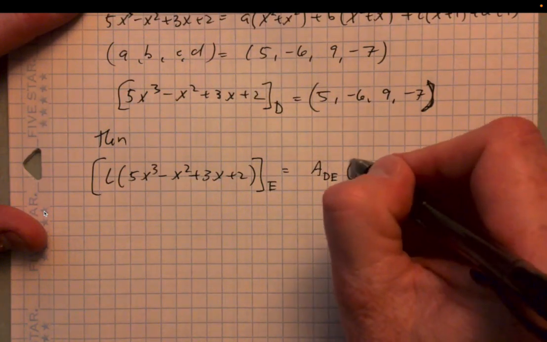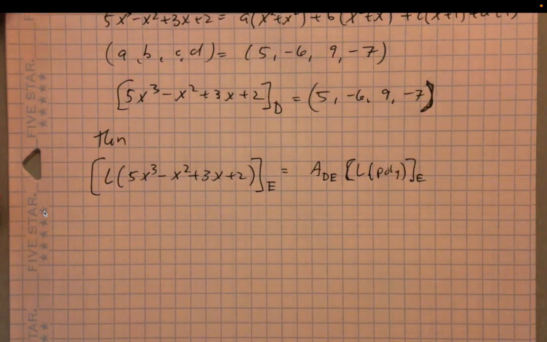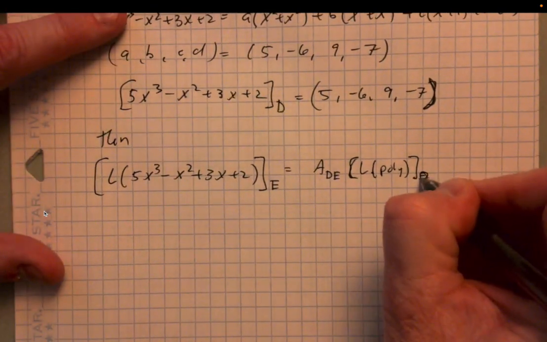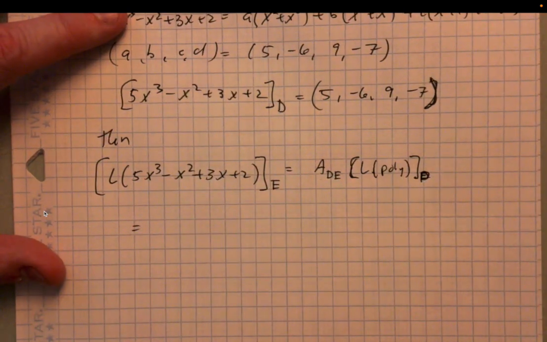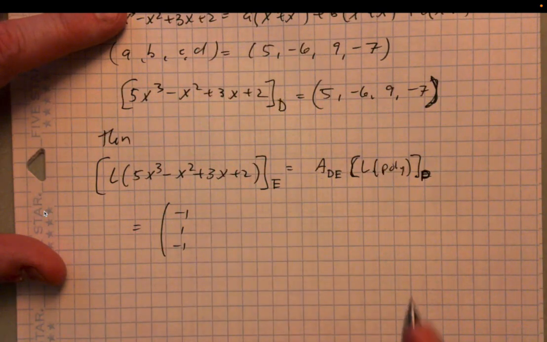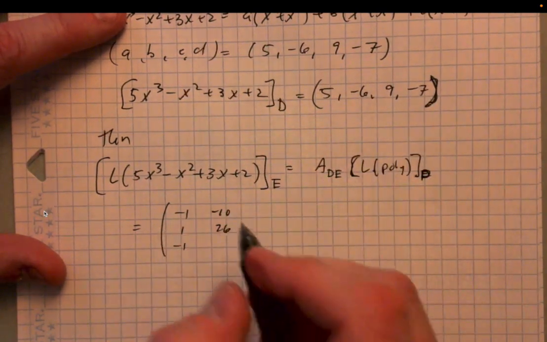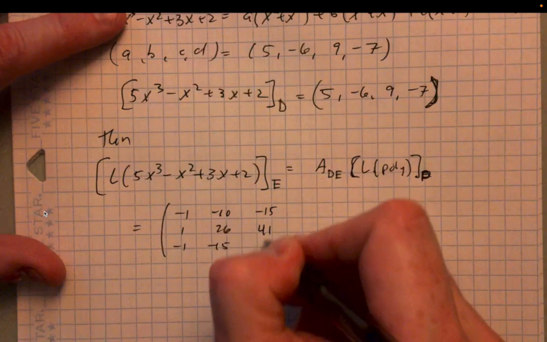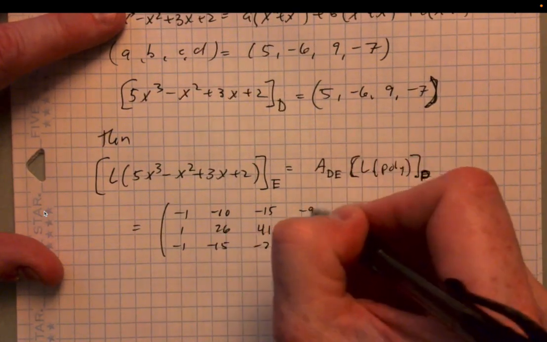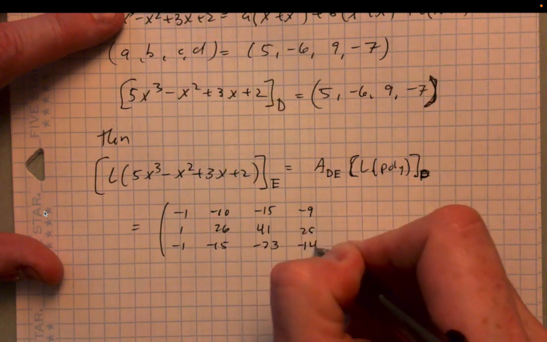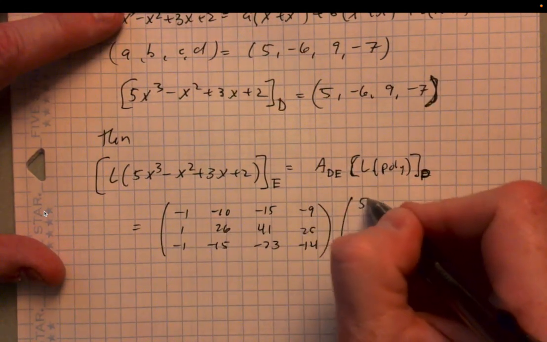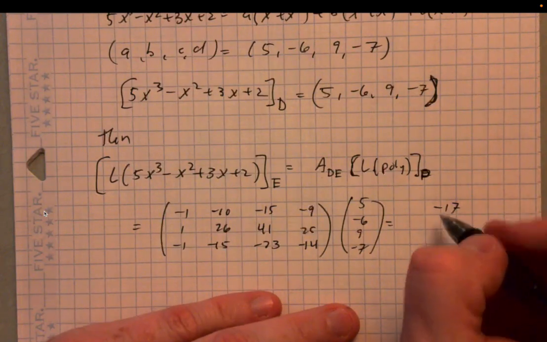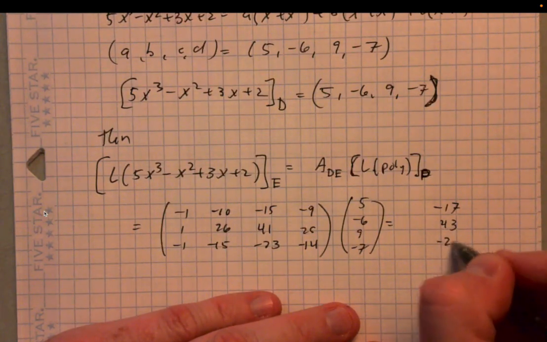Okay, I'm going to write this slightly differently just so I can keep track of this. Basically it's going to be A sub DE times this polynomial coordinatized in D. Right, which is, of course, we just found this matrix, so it's -1, 1, -1, and then -10, 26, -15, and then -15, 41, -23, and -9, 25, -14, right? And then multiply that by 5, -6, 9, -7. When you do that, you should get -17, 43, and -24.